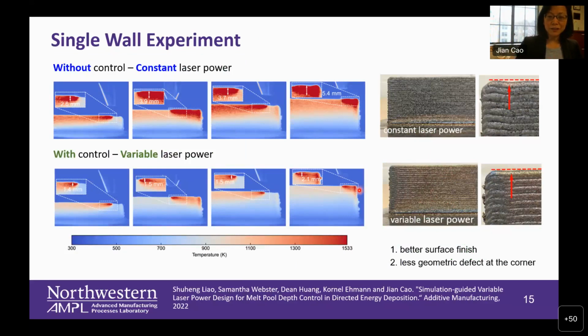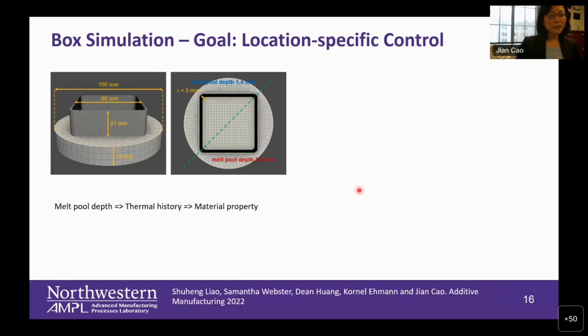What's interesting is also looking at properties, right? So what we did, let's say the goal is whether you can have location-specific control. We build a box, and one side of the box has a target output depth of 2 millimeter, and the other side, let's say 1.4 millimeter, a different depth. We know that if the depth is different, the thermal history will be different, so the material property will be different, right?